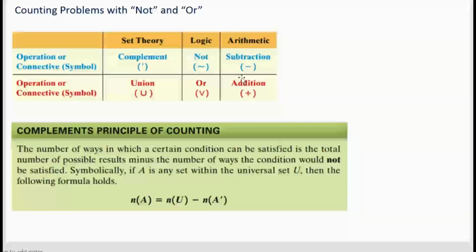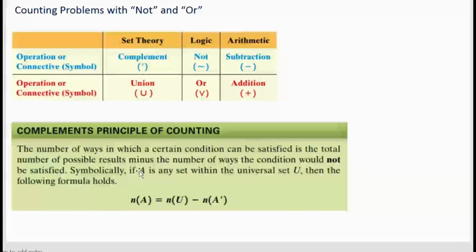We're going to start with the complement, then we'll do "or" later. The complement principle of counting: the number of ways in which a certain condition can be satisfied is the total number of possible results minus the number of ways the condition would not be satisfied. It's actually a little easier than this reads.